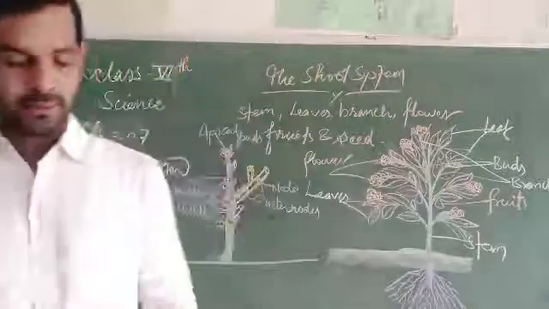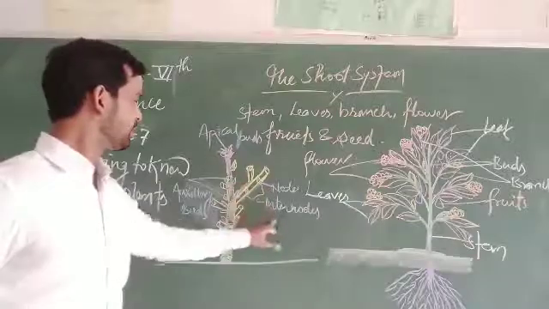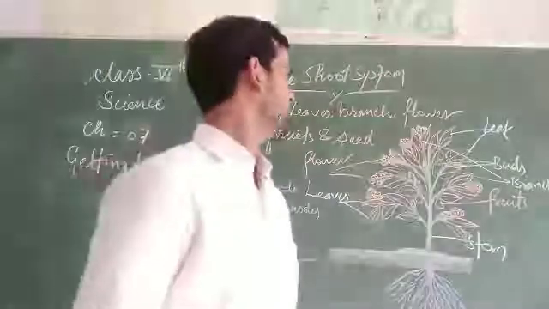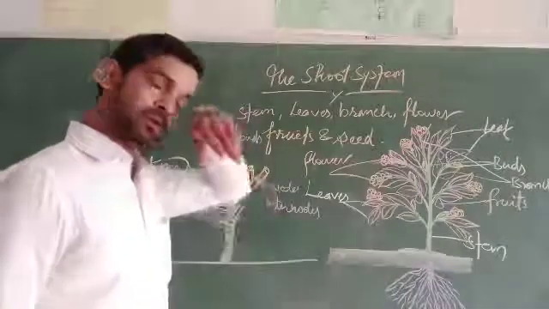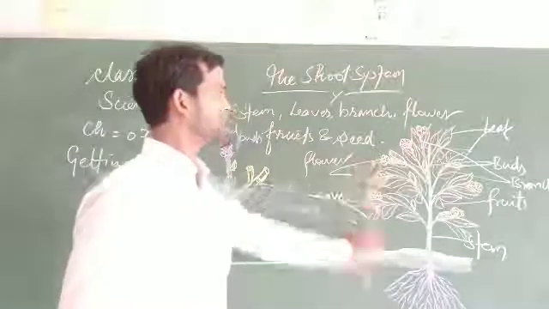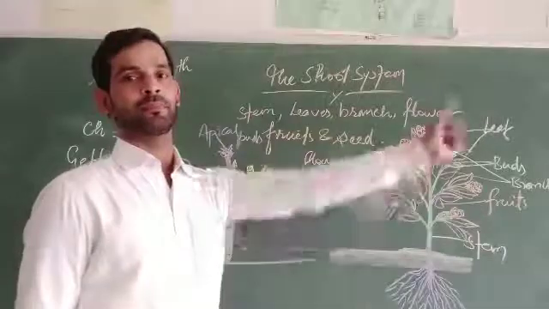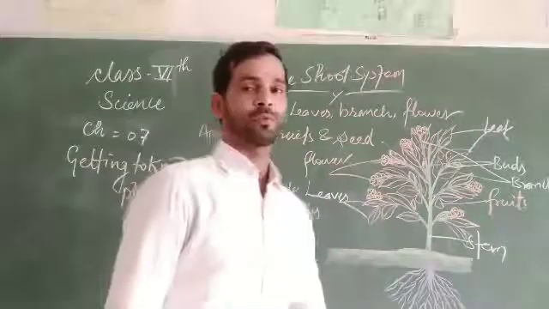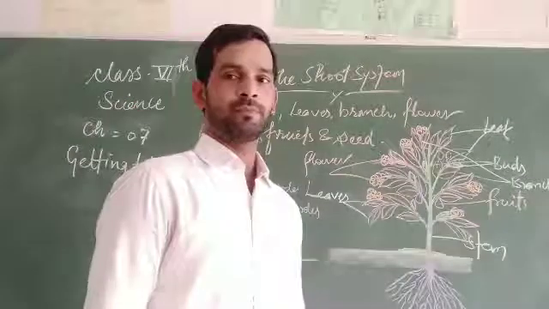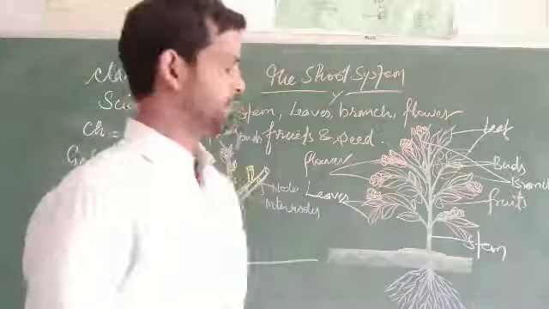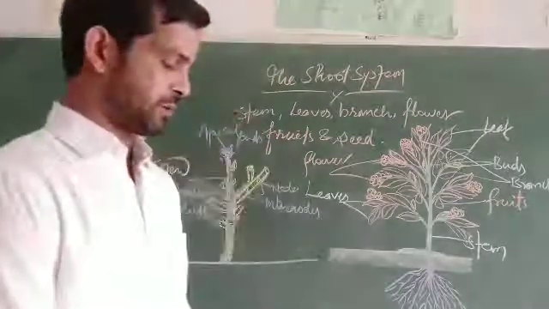Here we can see the apical bud, axillary bud, nodes, internodes. This is about the apical portion of the shoot system. In this shoot system, we have to know there is a plant having leaves, fruits, seeds, branches, buds, flowers, etc. Function of stem. What is the main function of the stem?